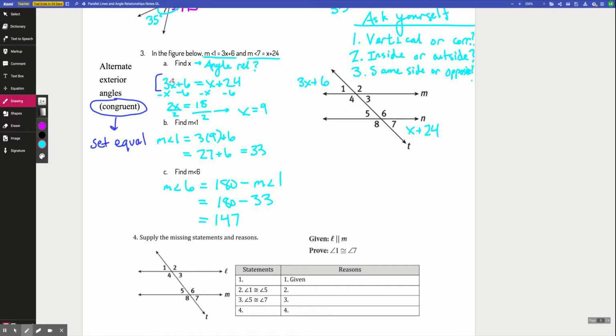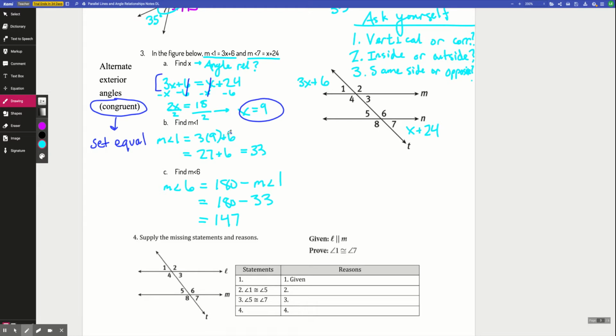Okay, so I did minus 6 on both sides, and then minus x on both sides, so I could cancel these out. So you end up with 2x equals 18, divide that by 2, and you get your answer that x is equal to 9, okay?